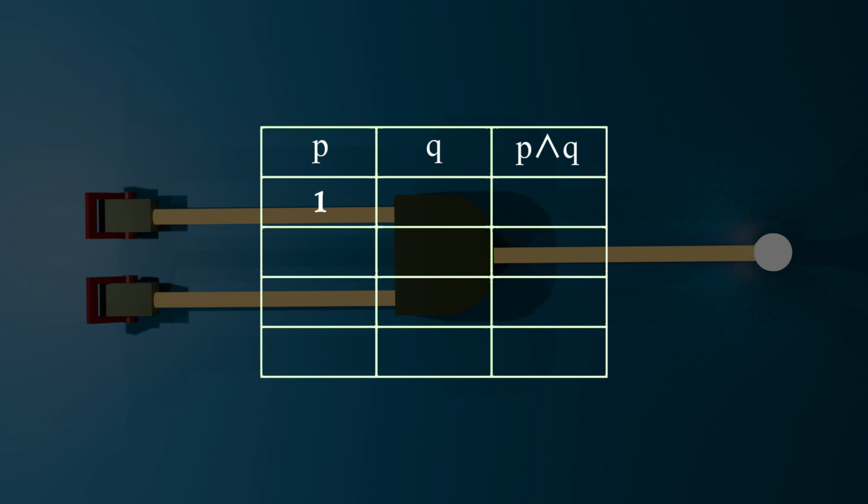When P is true and Q is true, the value of P and Q will be true. When P is true and Q is false, the value of P and Q will be false. When P is false and Q is true, the value of P and Q will be false. When P is false and Q is false, the value of P and Q will be false.